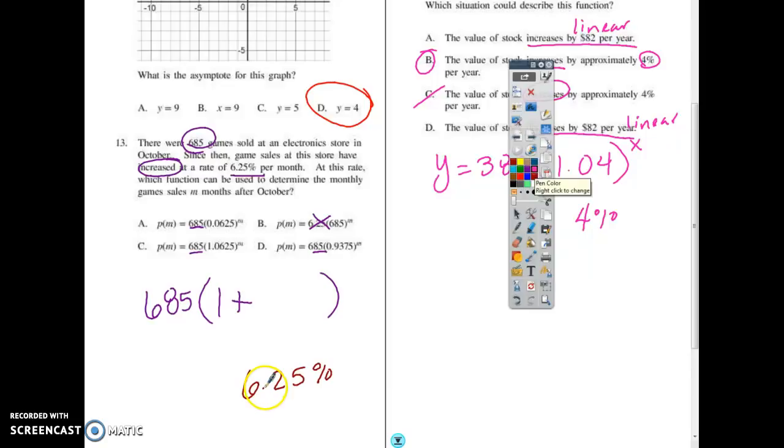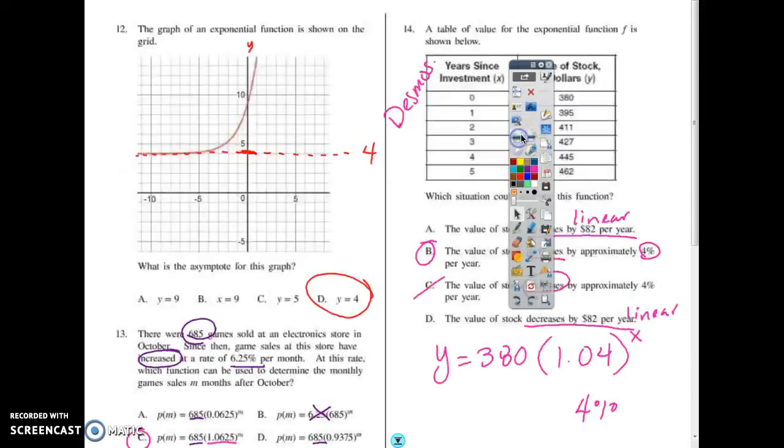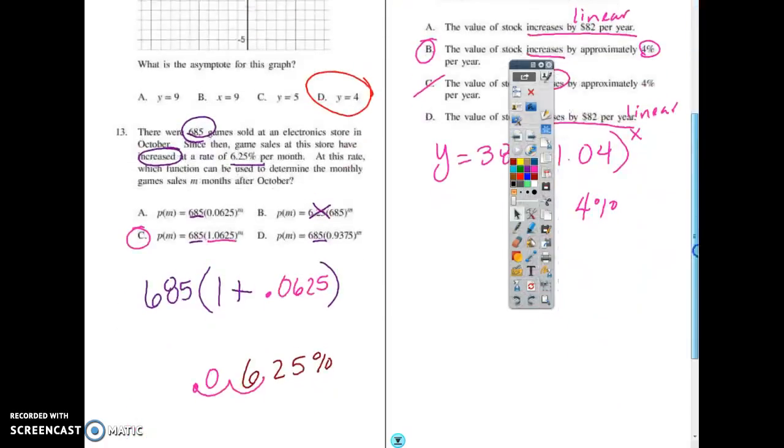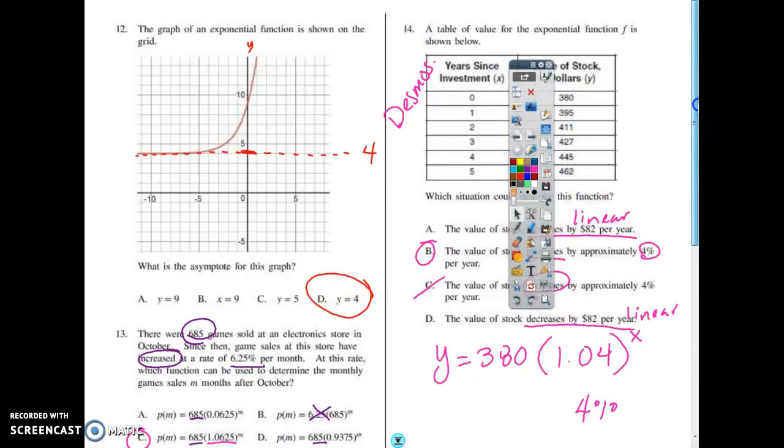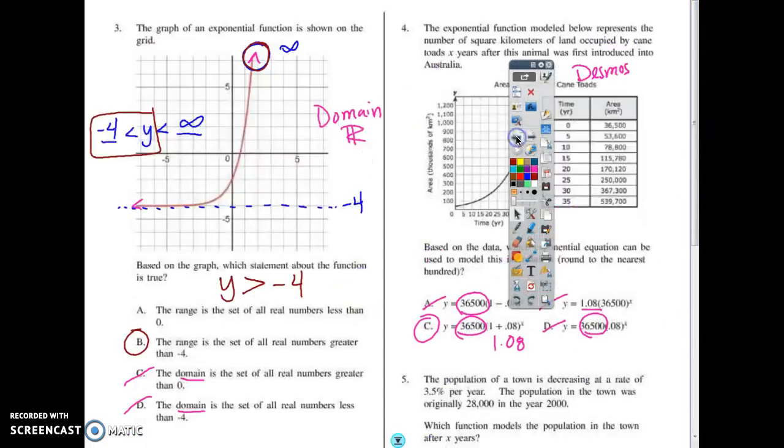6.25%, and we need to change it to a decimal. So which way do I move? To the left, to the left. So it's going to be 0.0625. So when you add these two, what answer does it give you? Letter C, 1.0625. Okay? And the last one, was that the last one? Number 5, we missed number 5.